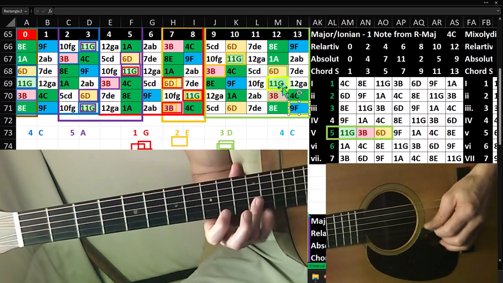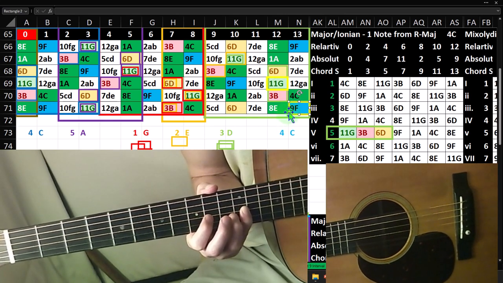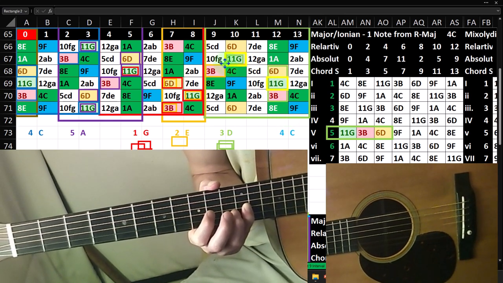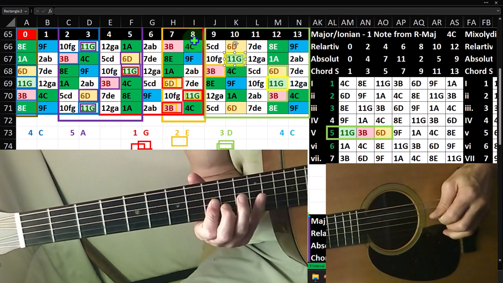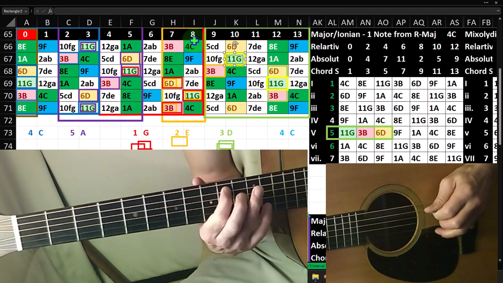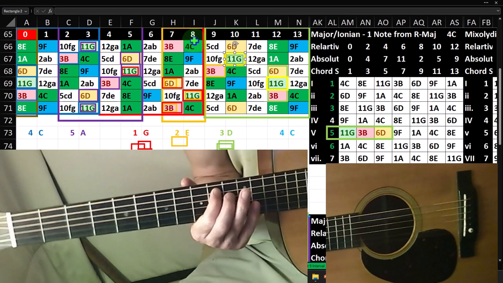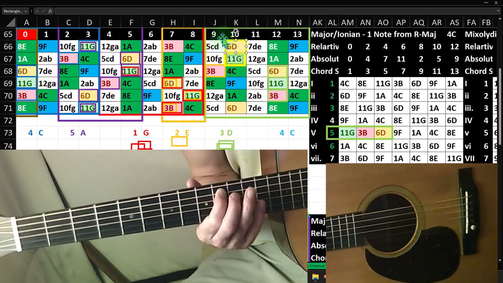5, 4, 3, 2, 1, or 8, 7, 6, 5. So that brings me down to this G, and then I'm going to go from that G down to here. So I'm going to say, okay, 5, 4, 3, 2, 1, or 8, 7, 6, 5. That brings me to this G, and then I'm going to keep on going down to this D and back up so I can keep playing my scale.